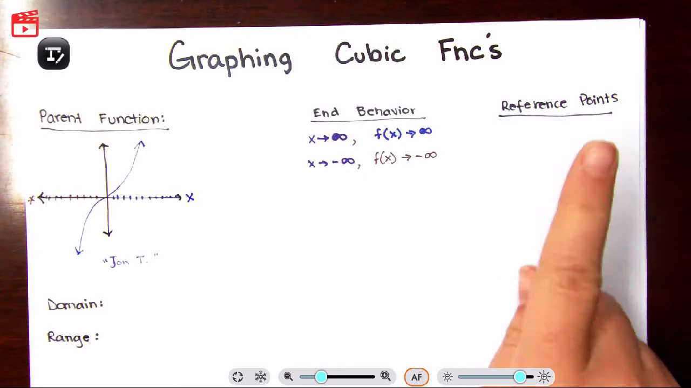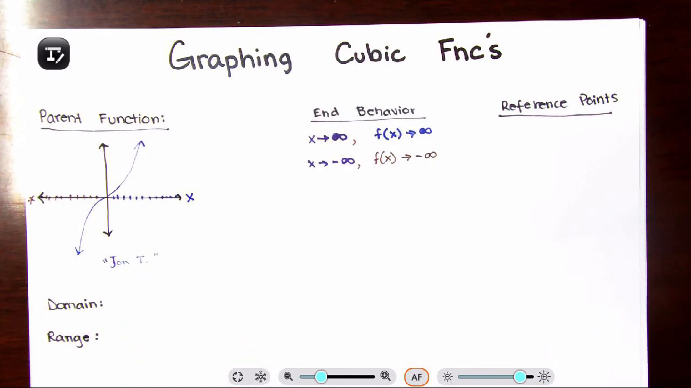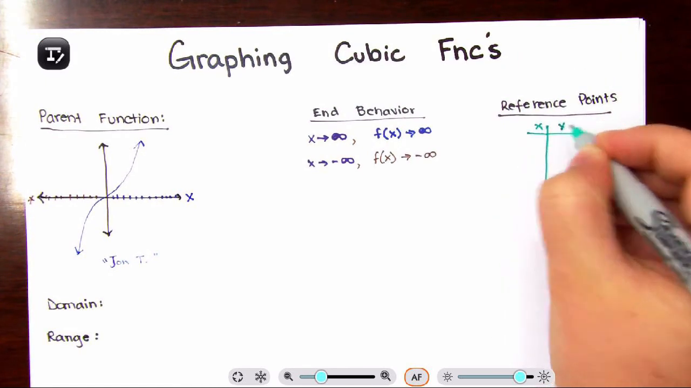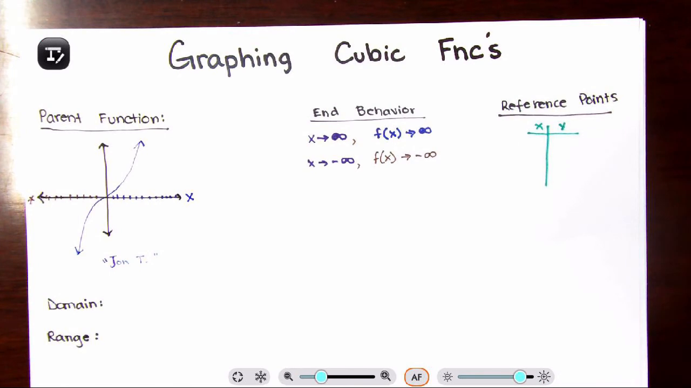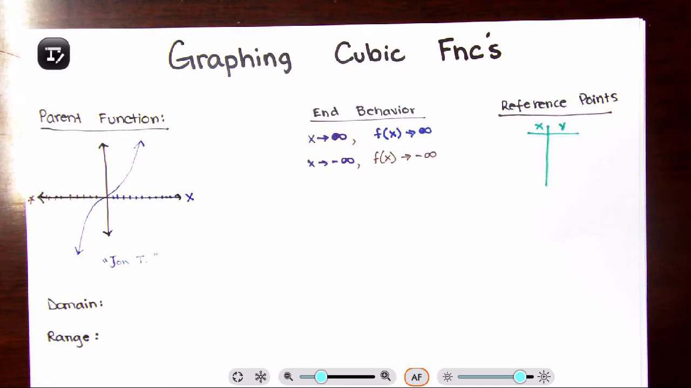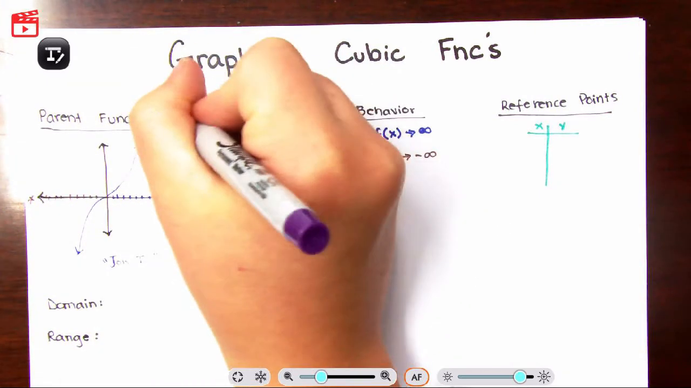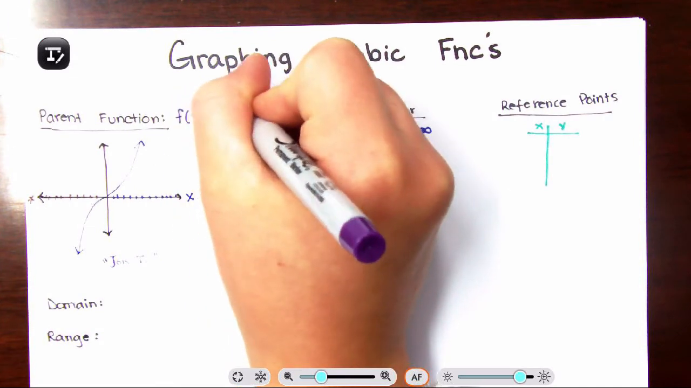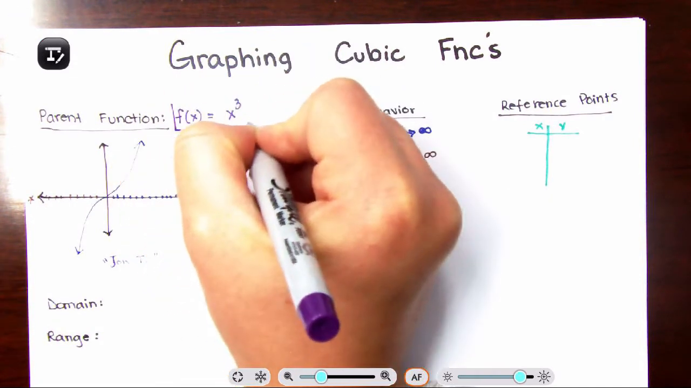Now, for our parent function, there are 3 reference points that we need to be aware of, and we always need to know these reference points. When we have a cubic function, I didn't do one thing which I should have done from the very beginning, and I apologize. I graphed the parent function without even telling you what the parent function is. Shame on me. So let's go ahead. The parent function is f of x is equal to x cubed. This is our parent function.